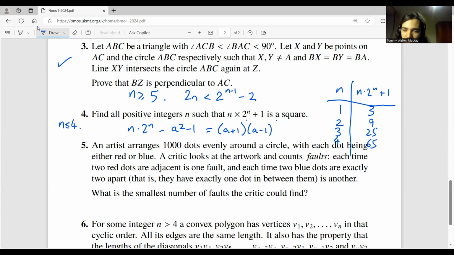So we can have a look at this and see which are square. Well, 3 isn't square, 65 isn't square, but 9 and 25 are both square. So the solution to this problem is n equals 2 or 3.